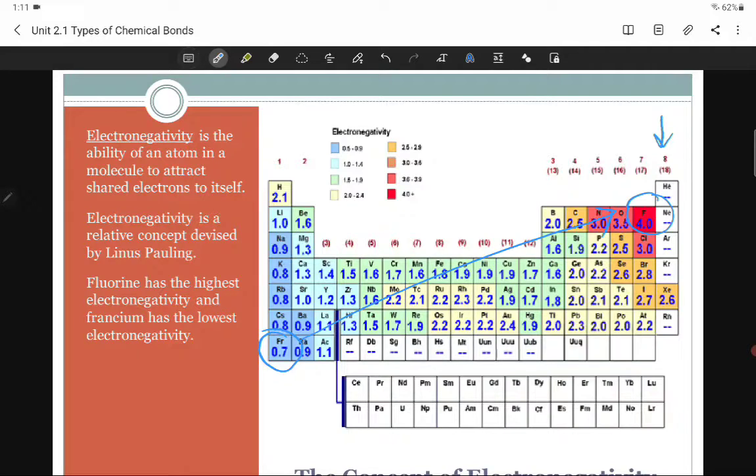And someone named Linus Pauling came up with this idea, and he used a number of different things to come up with these relative values. But we're going to use those values to kind of predict if it's going to be maybe a non-polar bond, a polar bond, or an ionic bond.